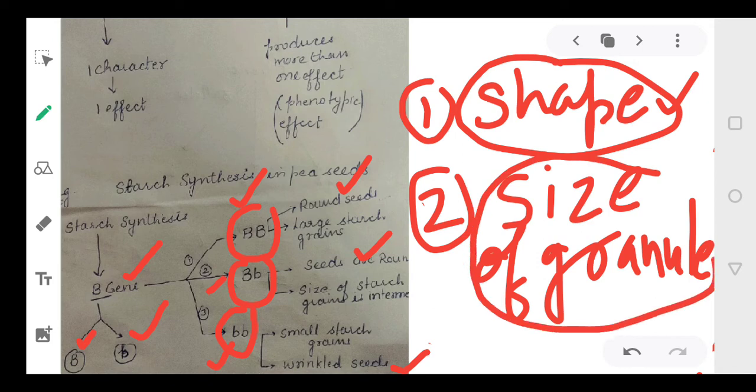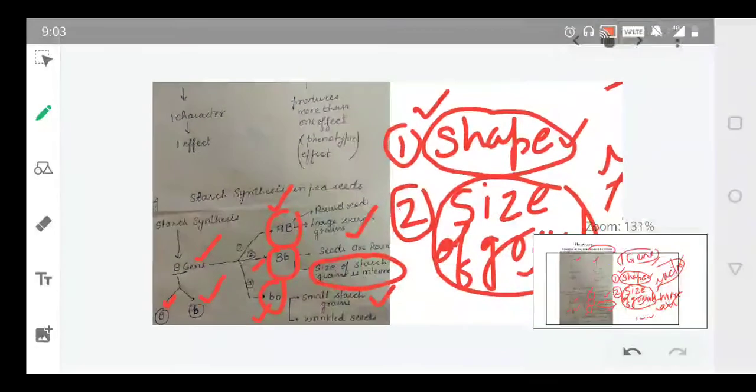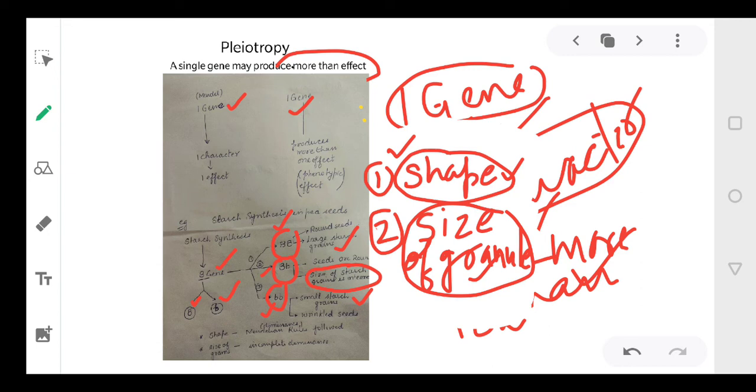Now taking in terms of size of granule. Size of granule देखिए. In first case, the large granules are produced. In third case, small granules are produced. But in case of heterozygous, the intermediate granules are present. So in terms of size of granule, this gene is following incomplete dominance, right? So this gene is basically controlling two phenotypic effects. Mendel said only one phenotypic effect, but here it is controlling two phenotypic effects. That is why we call this phenomena pleiotropy.